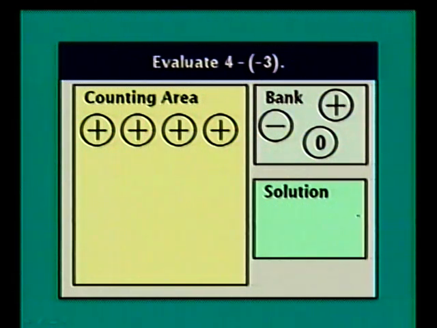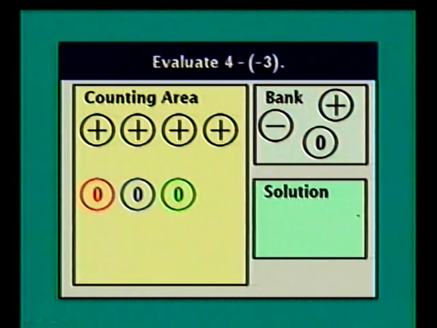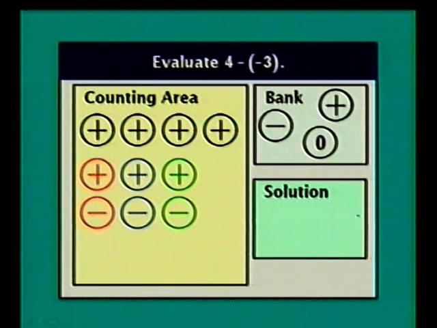I don't have any negative chips in my counting area right now, so I need to do something to get 3 negative chips into my counting area. Of course, I can put zeros in my counting area and not change the value. This still represents positive 4. And we can take these zeros and replace them with pairs of positive and negative chips. 1 positive chip and 1 negative chip nullify one another. So we have 3 zero chips. We'll replace those with 3 pairs of positive and negative chips. So what I have in my counting area still represents positive 4.